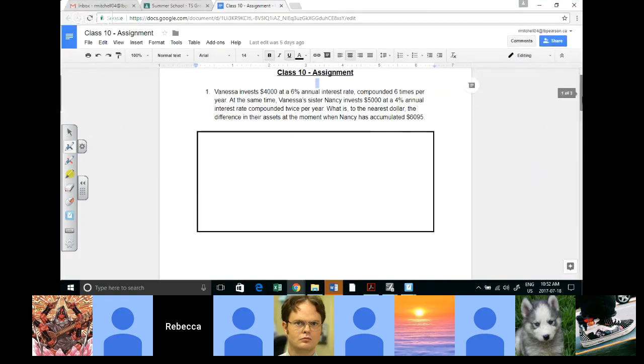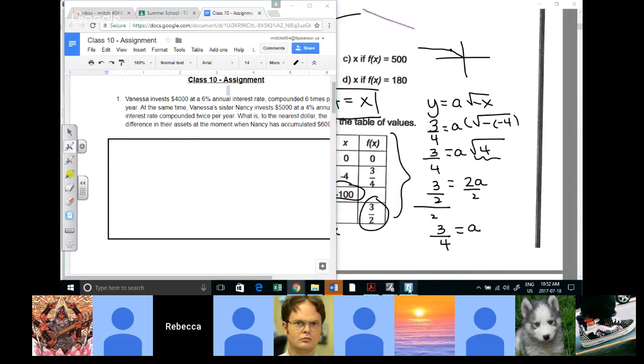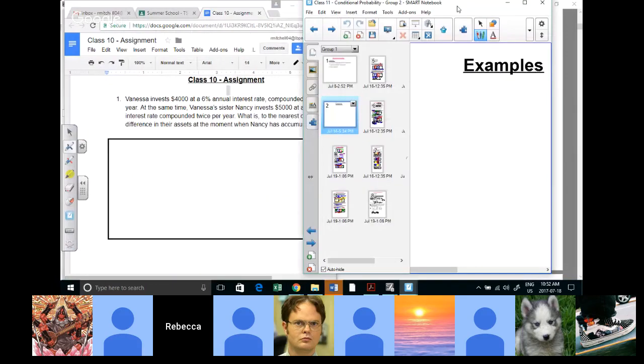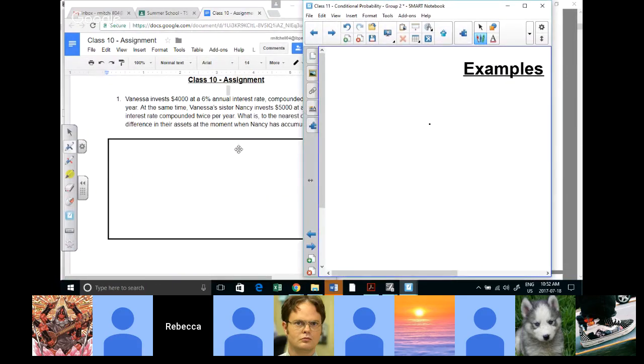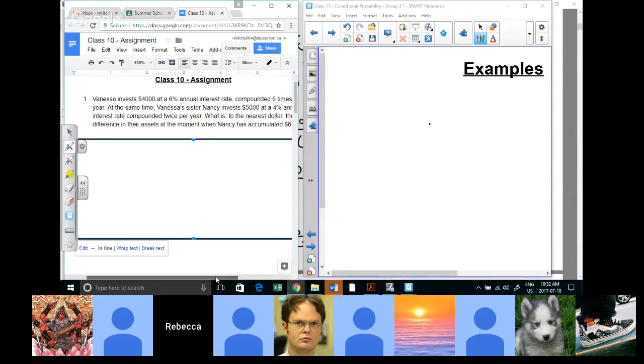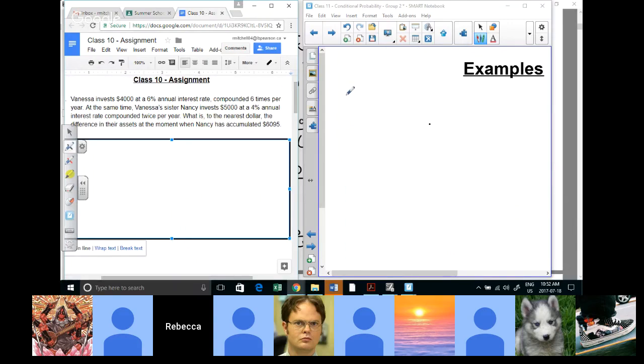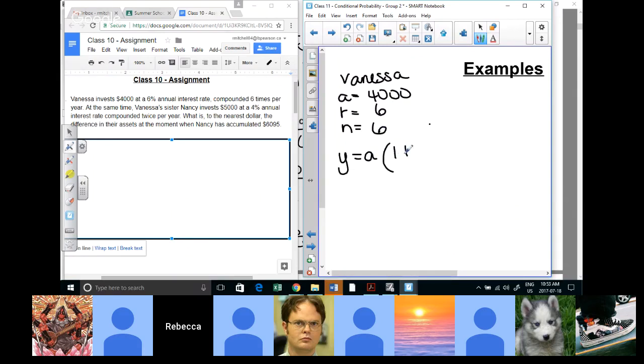So if we remember, compound interest problems have their own rule. So in a compound interest problem, we have A, R, and N. So for Vanessa, we have 4,000. Her interest rate is 6, and 6 times a year means 6. So for compound interest, we had this rule, A times 1 plus R over N to the NX. We plug in our values, 1 plus 6/6, to the 6x. So that gives me 4,000.